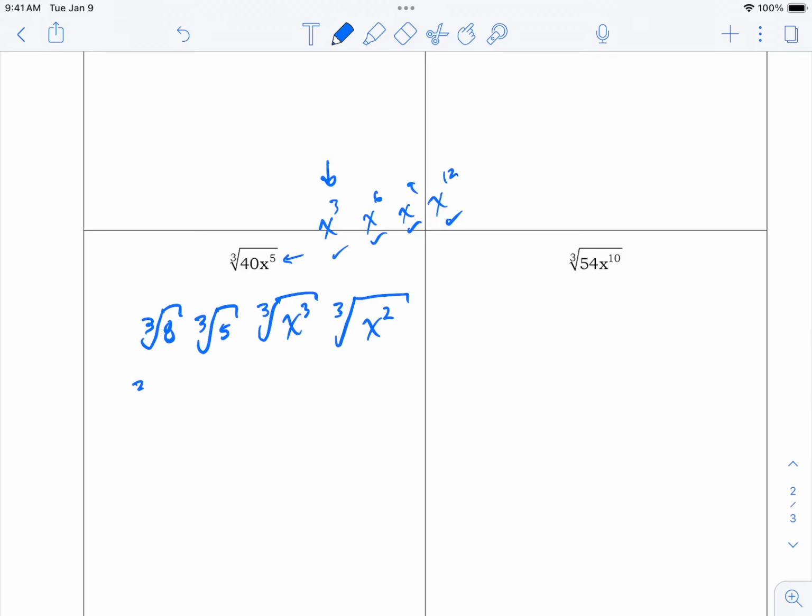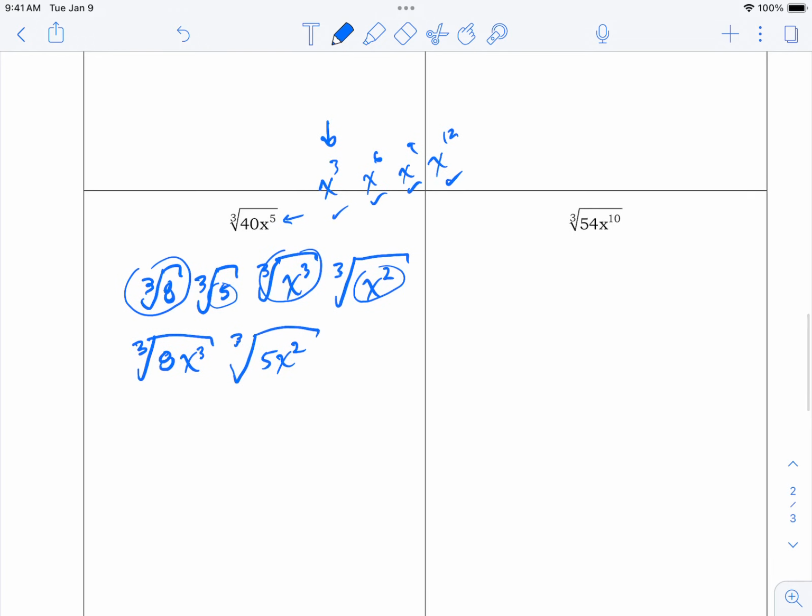You could rearrange this if you're more comfortable. This is something cube rootable. This is something cube rootable. So I'll put those next to each other. And then these are going to be leftovers. The 5 is going to be a leftover. The x squared is going to be a leftover. I'll put those over here, and that's a 3.